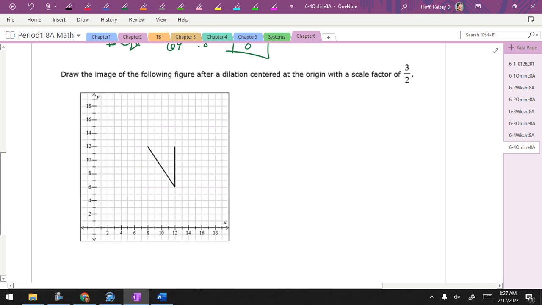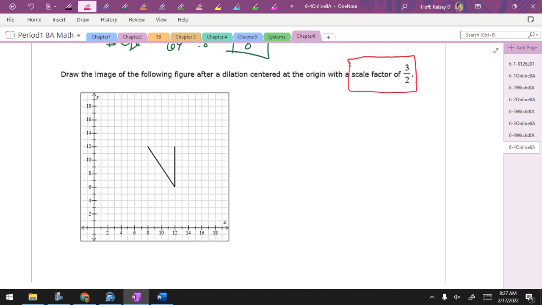Draw the image of the following figure after a dilation around the origin at a scale factor of 3/2. Well, we all know a scale factor of 3/2 is important. And yesterday we didn't deal with a fraction. That's why I want to work with this one today. What you want to do is to look at this shape and decide, like, are there some points that are really important to create this shape? For example, they don't have it drawn, but I would say this point right here would be important. Agreed? What are the coordinates of that point?